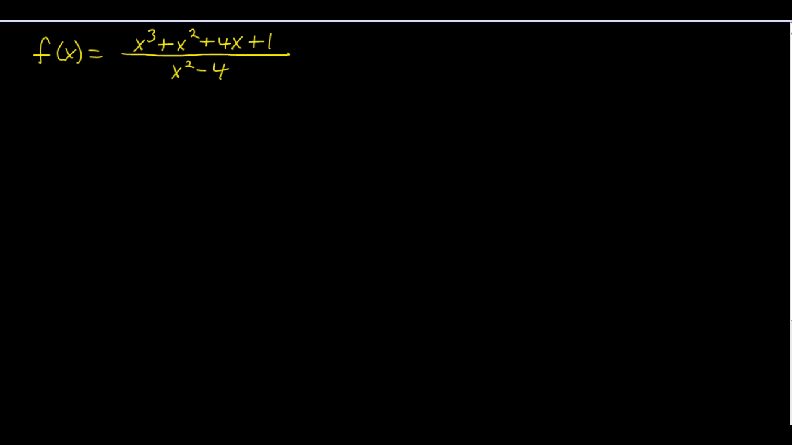Once again, I can check for my vertical asymptotes. My vertical asymptotes are going to be x equals positive or negative 2. If I were to plug those in, I would get a number over 0 for both of them. When the numerator is bigger than the denominator, however, you do not get a horizontal asymptote. What you get is called a slant asymptote.